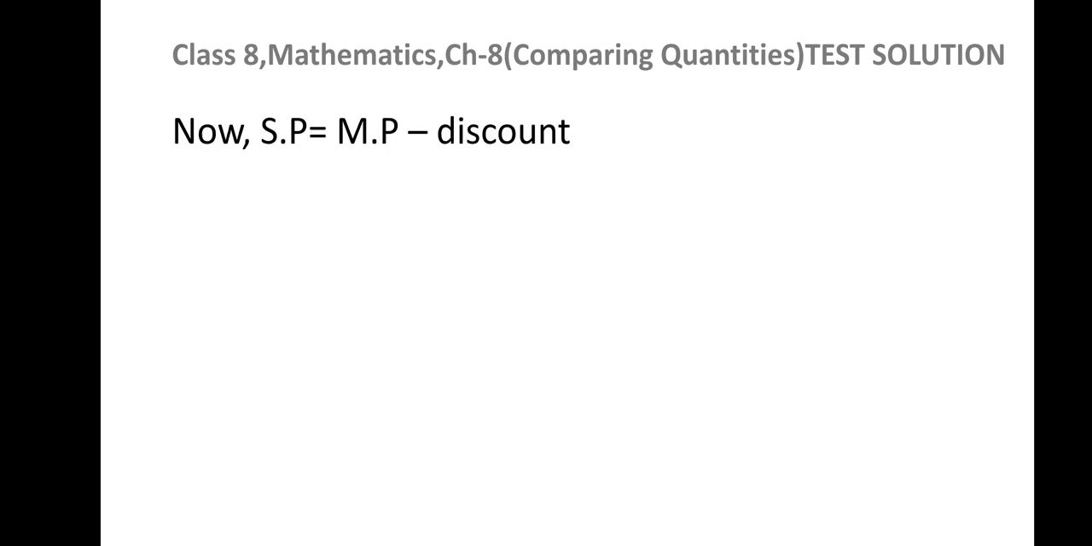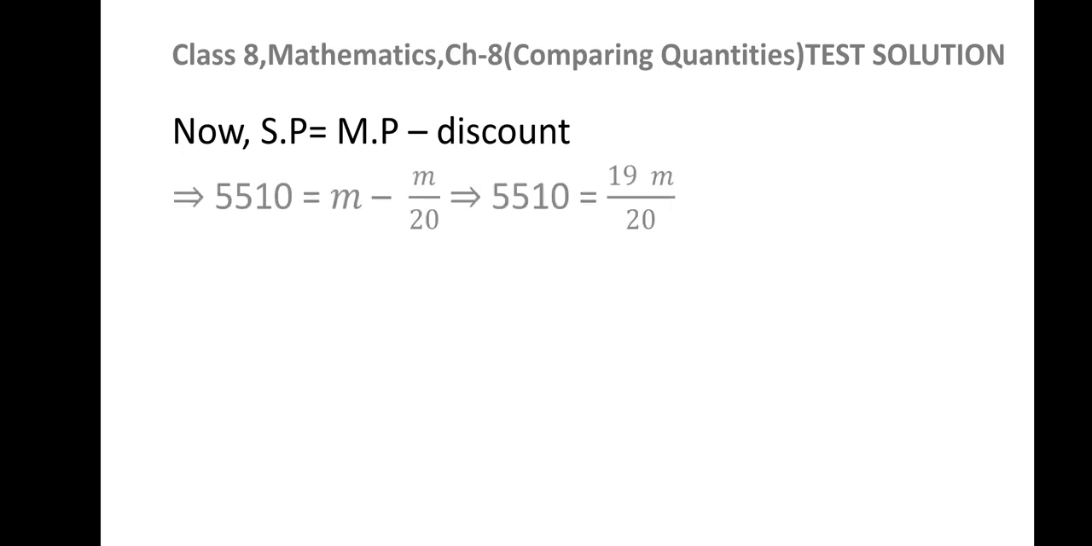So SP is equal to MP minus discount. We have calculated the discount, and MP we have taken M, and SP is given to you as 5,510. So the equation will be 5,510 is equal to M minus M over 20. So it will be 5,510 is equal to 19M over 20, if you take the LCM and solve it.